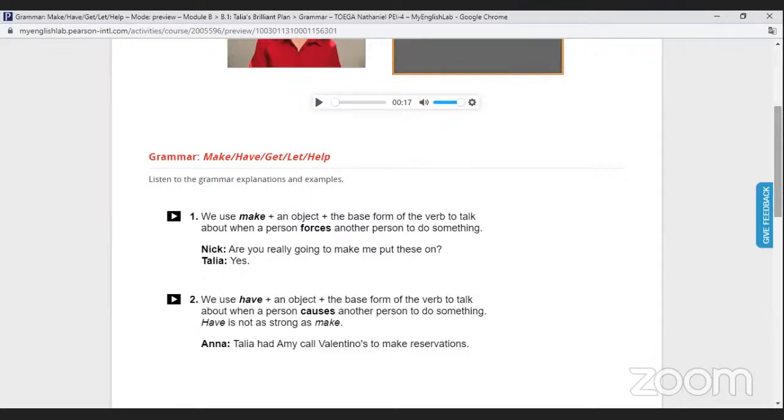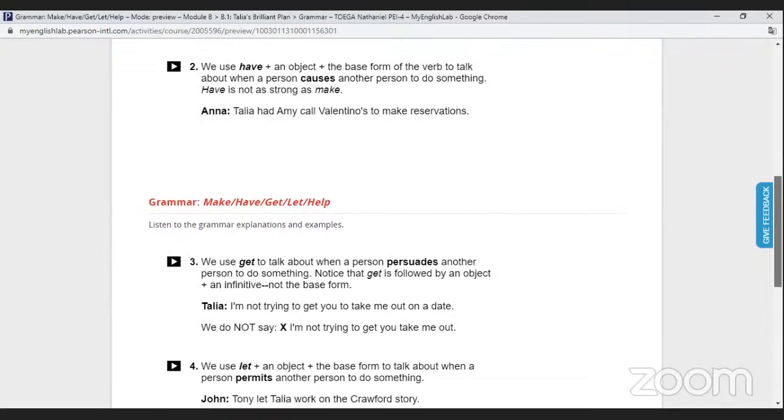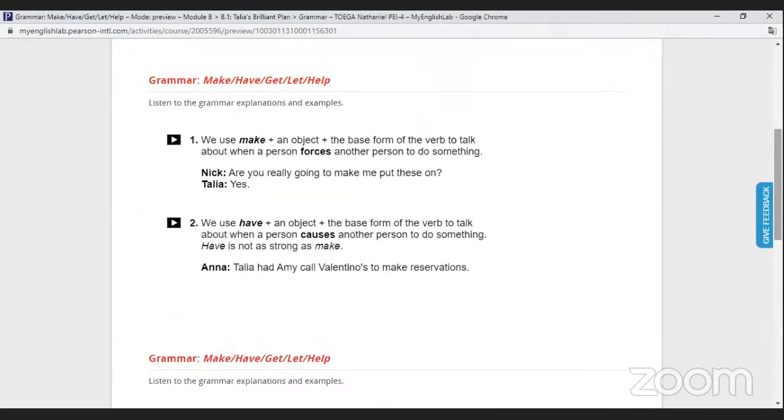He made the gardener chop up those flowers. Okay, great. So in this case, it's forcing, right? Yeah. This other case is with have. Okay, another one with have.